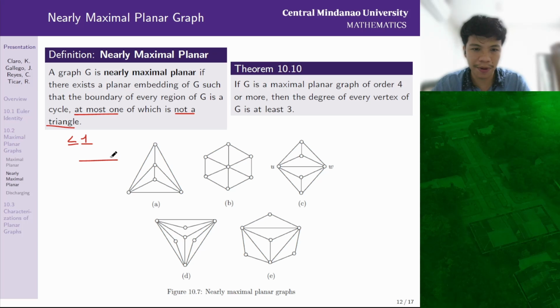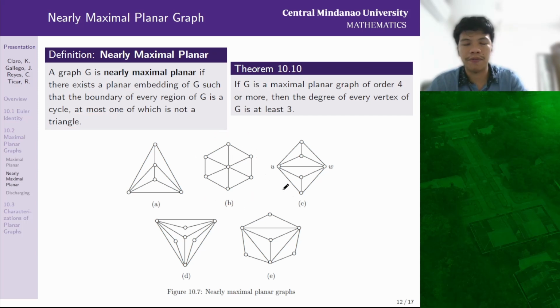So, at this example, as we have shown earlier, tanan sila kay triangle, tanan cycles nga na-form na to are triangles. And by that, nag-satisfy gihapon sa atong definition. It is nearly a maximal planar graph and also a maximal planar graph as well. Now, how about the next example, kani siya? So, if we try to point out the regions, which is kani, kani, and also the outer regions, which is kani, no?